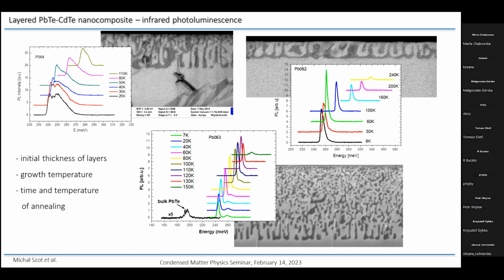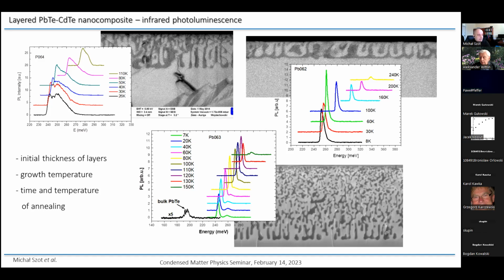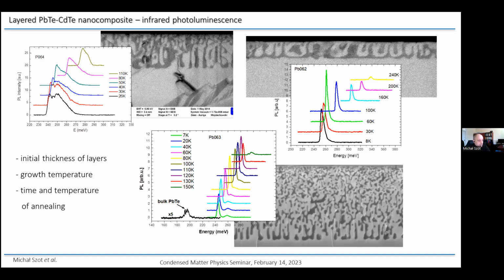Anyway, our nanocomposite exhibits very strong, surprisingly narrow emission, if we take into account the spread of the sizes of the objects in our composite, which is always blue shifted by about 15 milli-electron volts as compared to the emission from bulk lead telluride, which is due to the quantum size effect.